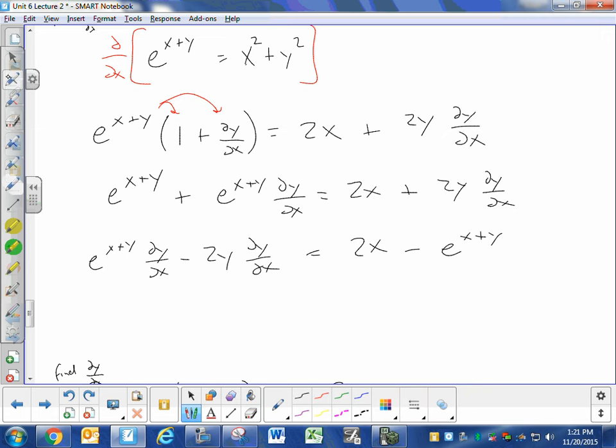Why isn't that x prime plus y prime? Because the derivative of x with respect to x is just 1. You're thinking of taking the derivative of x with respect to a different variable, like t.